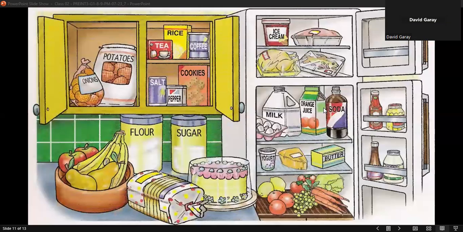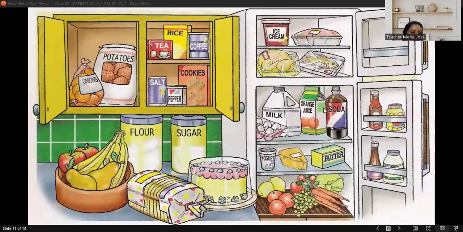How much jam is there? Gabriela. There is some jam there. Okay. And Gabriela, one question for Francisco. Francisco, how much pepper is there? Pepper. Sorry. How much pepper is there? There is some pepper. Perfect.